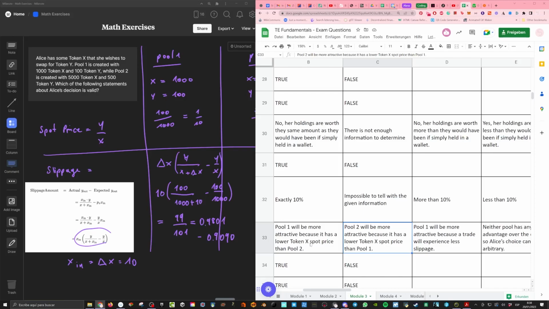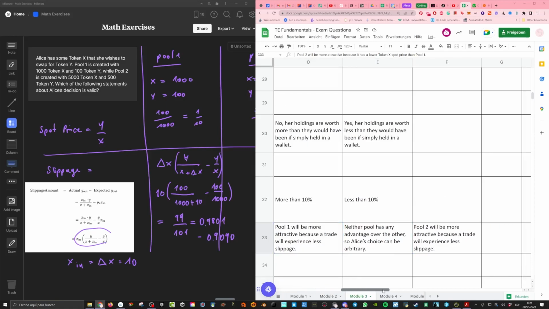Pool 1 will be more attractive because the trade will experience less slippage. No. Pool 1 will be more... Okay, so the first and second are not the answer. The third is not the answer. Pool 2 will be more attractive. Yeah, that's the one. That's the answer.